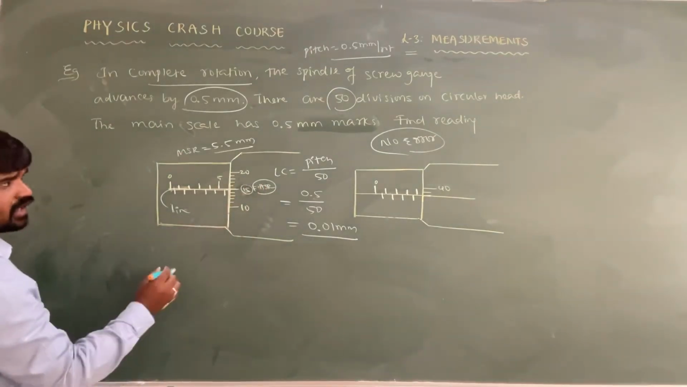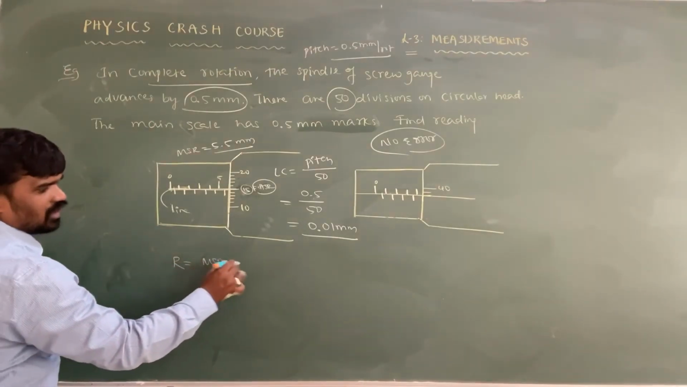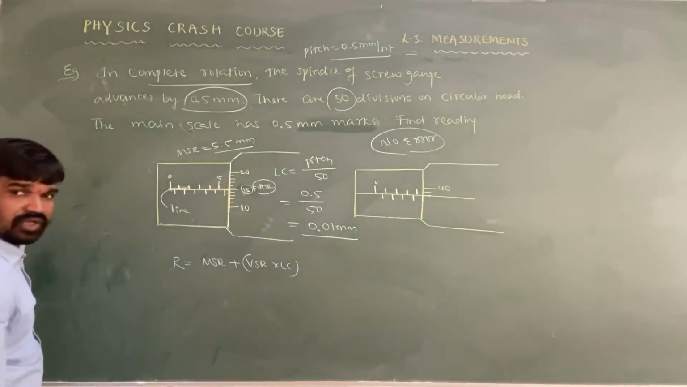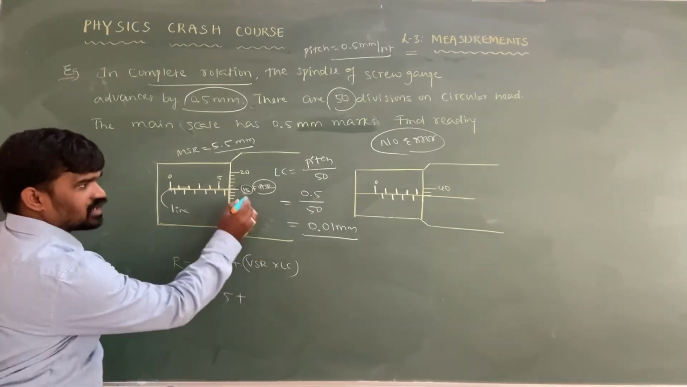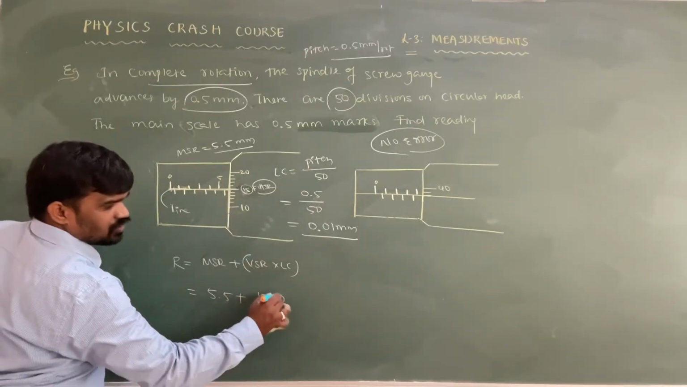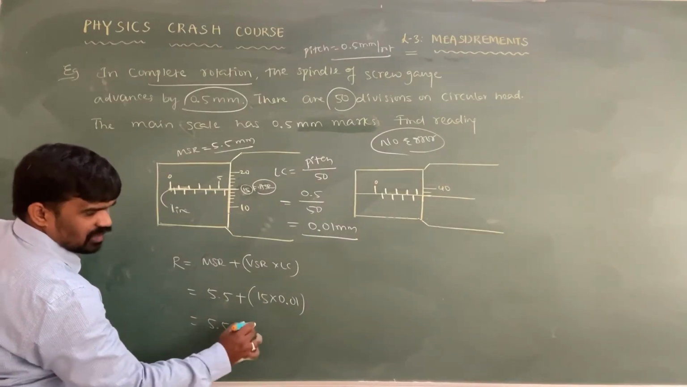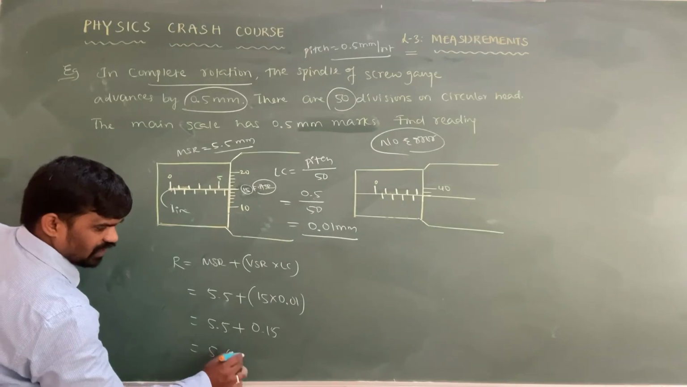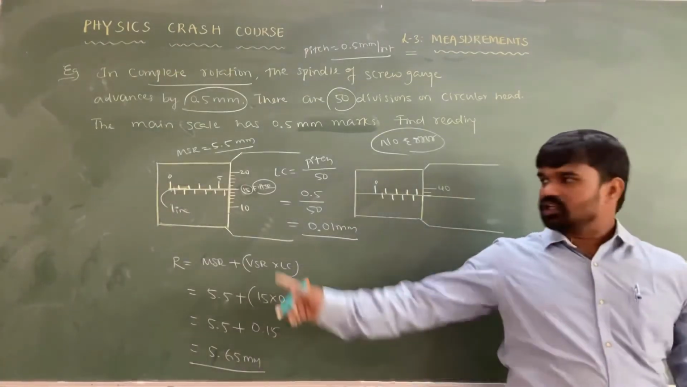Least count is already there. So now the reading is equal to MSR plus VSR into LC. So MSR 5.5 plus VSR, how much? 15 into 0.01. This is equal to 5.5 plus 0.15. This is equal to 5.65 millimeter, the reading given by the screw gauge.